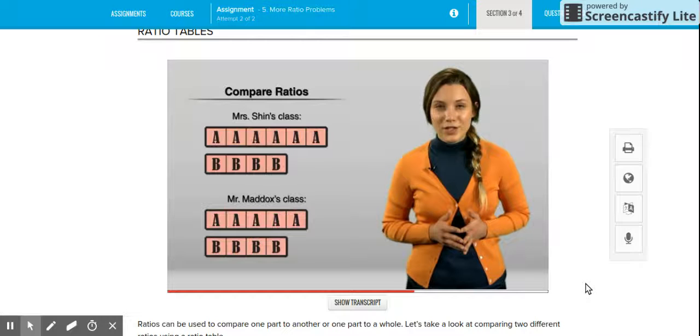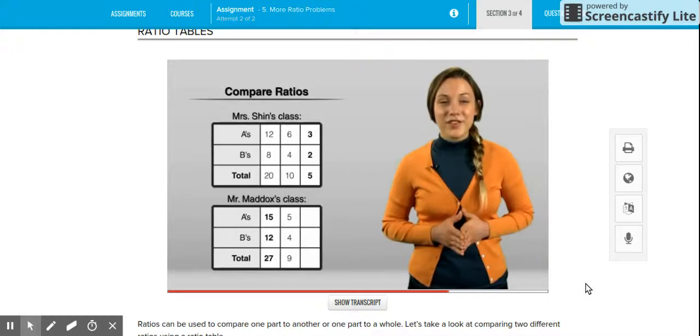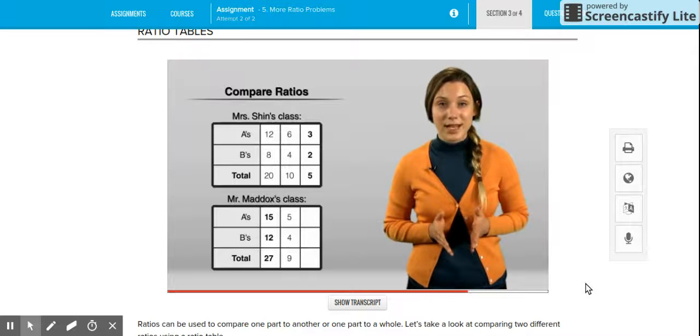It's helpful to note that there is more than one way to compare the ratios. We already compared the ratios in terms of the B's. We can also compare the ratios in terms of the A's. For example, if we add one more column of equivalent ratios to Mrs. Shin's table, both tables have a column representing 15 A's. These columns confirm our results.